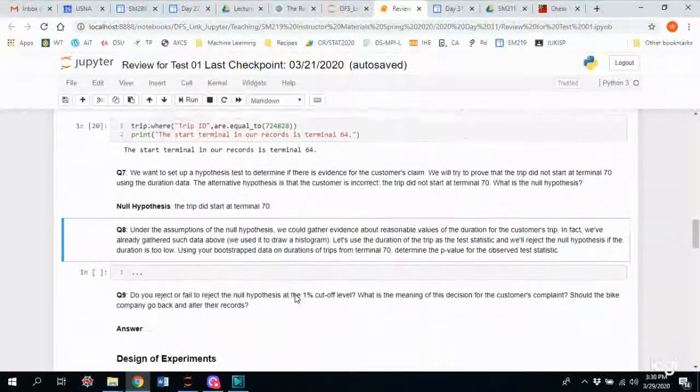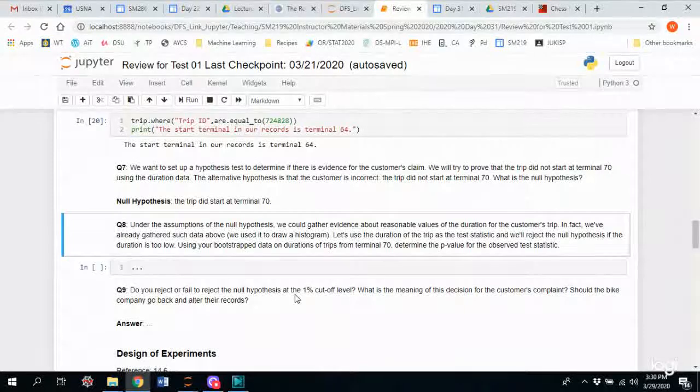Okay, so let's look at question 8. Under the assumptions of the null hypothesis, we could gather evidence about reasonable values of the duration for the customer's trip. And in fact, we've already done that in the previous video. We used this information to draw a histogram. Let's use the duration of the trip as the test statistic. And we'll reject the null hypothesis if the duration is too low.